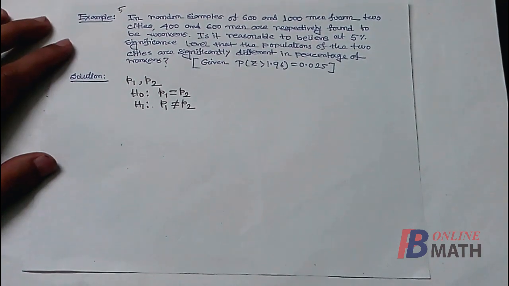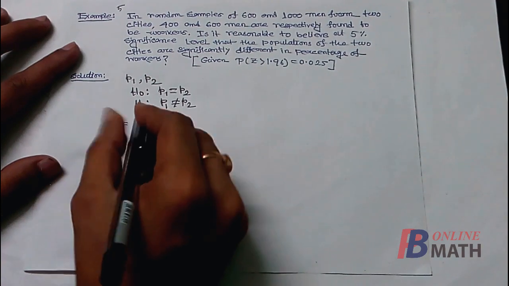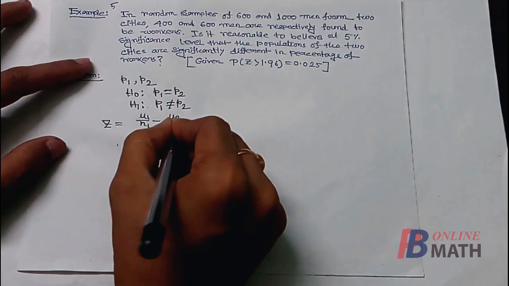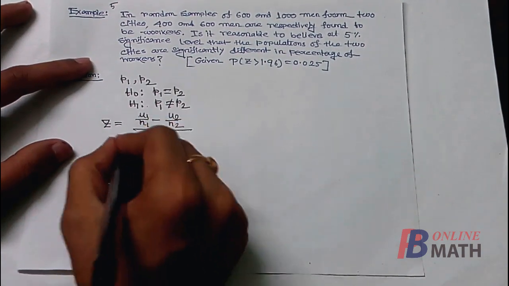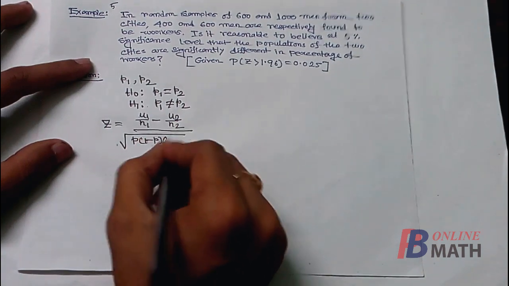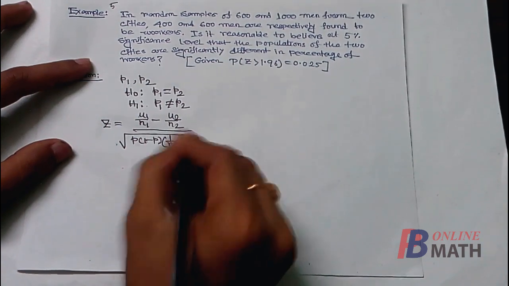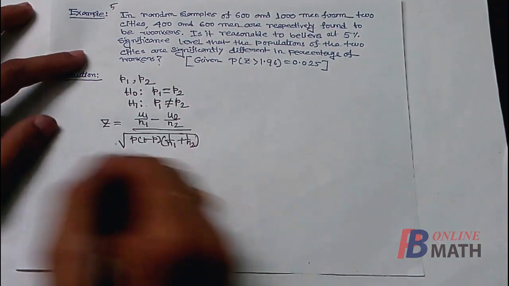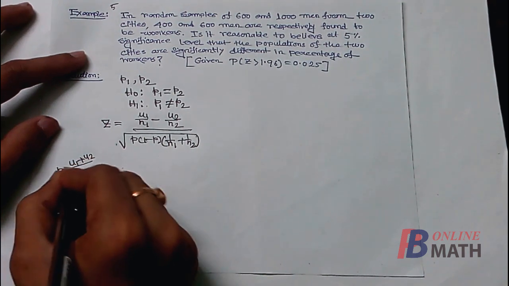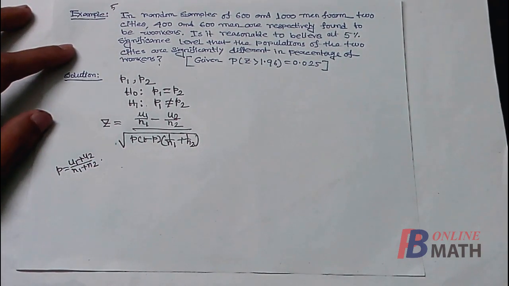And you already know that the suitable statistic is z equal to u1 by n1 minus u2 by n2, divided by root over p into 1 minus p, multiplied by 1 by n1 plus 1 by n2, where p is nothing but u1 plus u2 by n1 plus n2. So it represents a standard normal distribution.